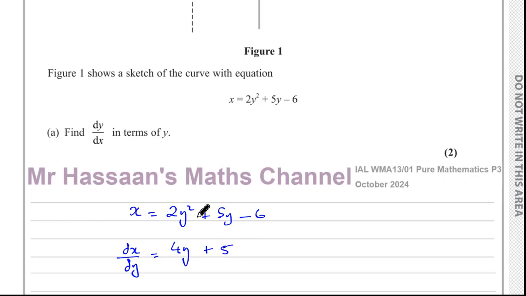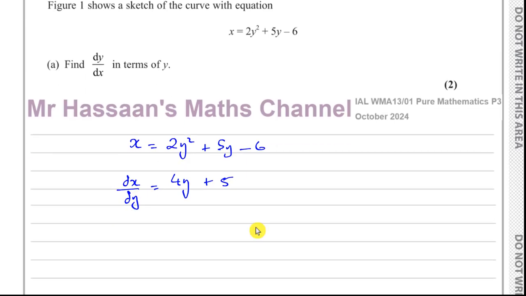Those of you who have done P4 and know implicit differentiation might think, why don't we write dy/dx next to these? No, we're differentiating with respect to y, not with respect to x. So that's why you just leave this as 4y plus 5.